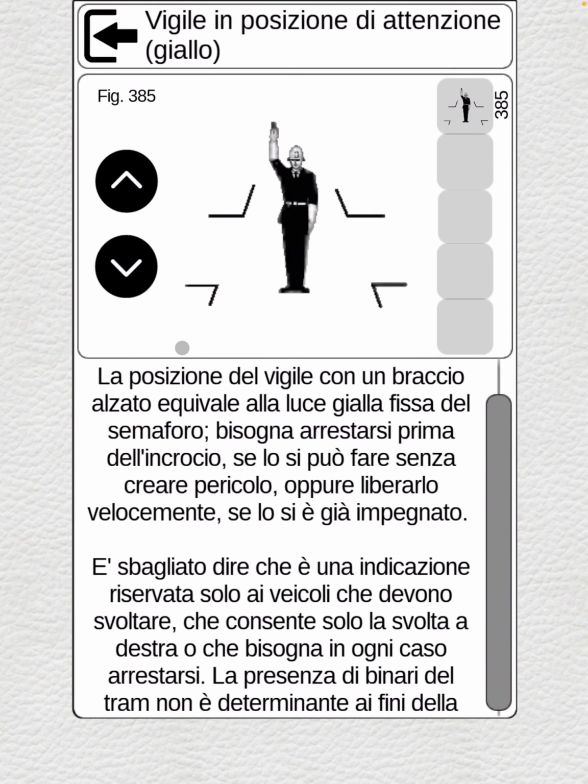Vigili in posizione di attenzione gialla. This sign, when you see vigili like this, every explanation here is trying to tell you this is luce gialla. This is yellow light. Yellow light means when you are close to there, non è impegnare incrocio before. If you impegnare incrocio, it means you are already inside. Maybe you don't see him raise his hand. When you see this man raise his hand, this vigile, you have to stop at the stop line.